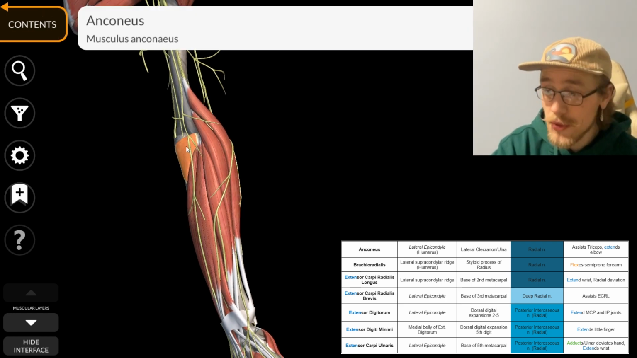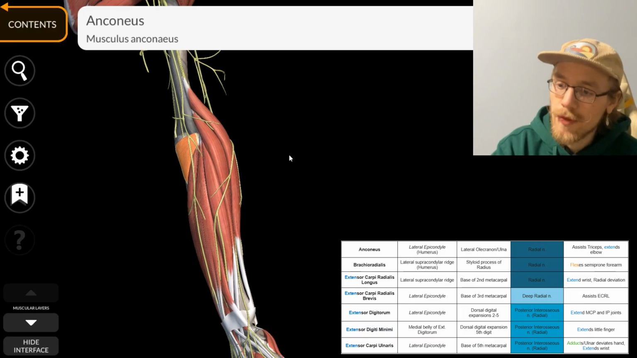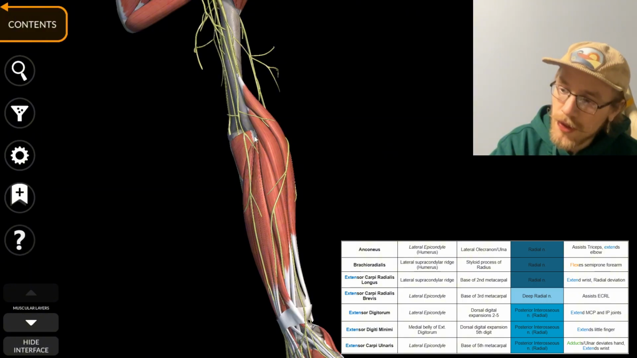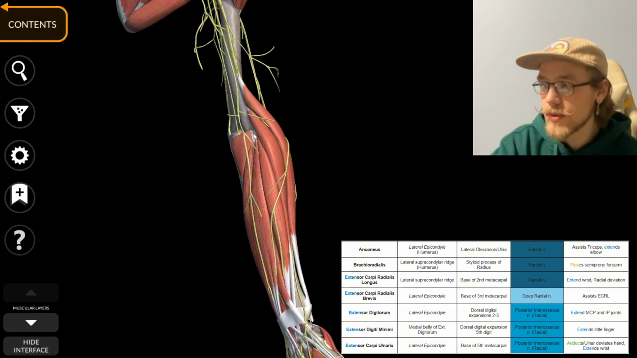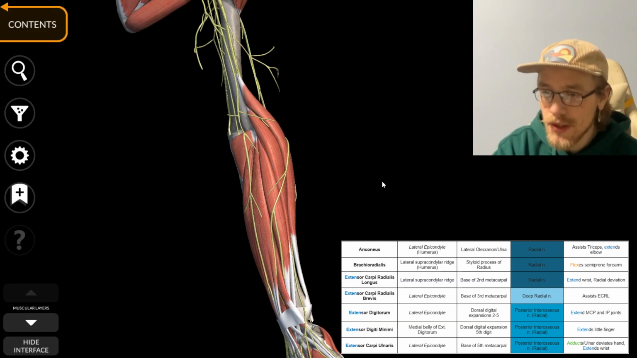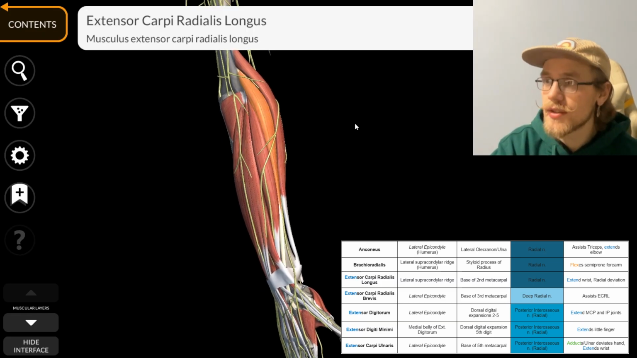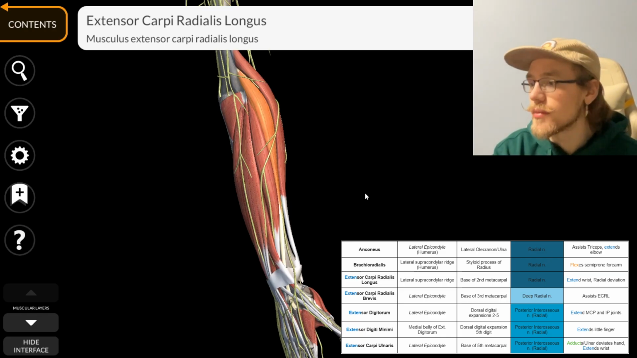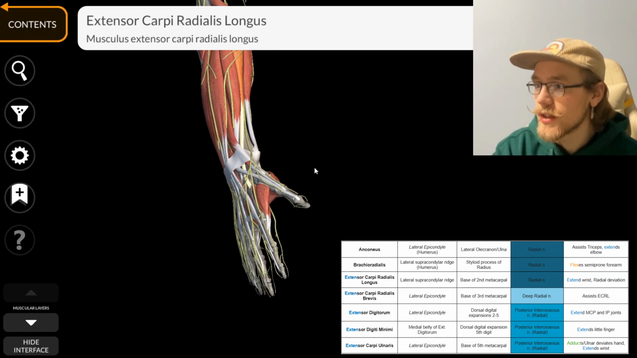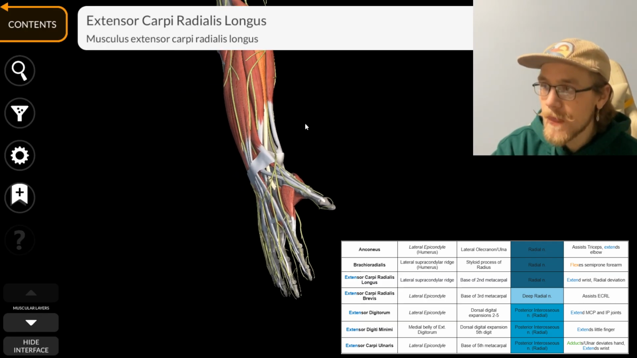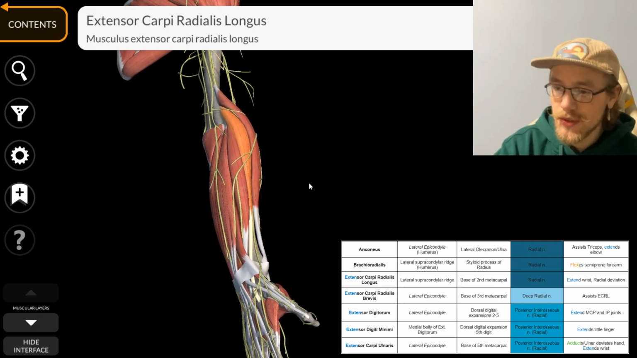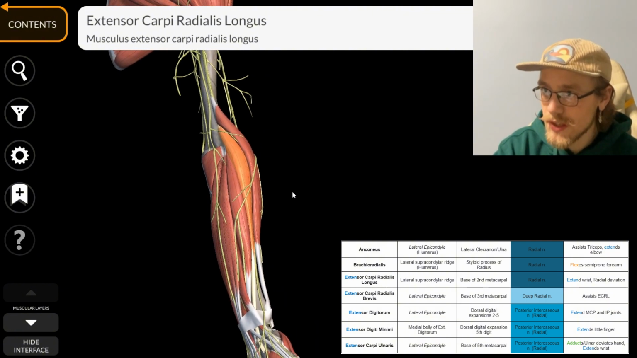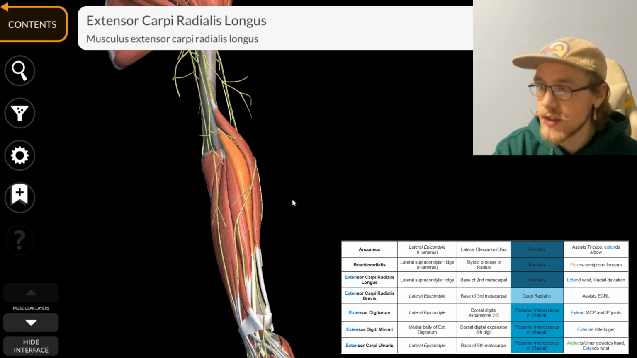Now we've got the anconeus. That's going to come from the lateral epicondyle, and it's going to go to the lateral olecranon or ulna. It's also radial nerve, and that's going to help assist the tricep and extend our elbow. After that, we've got our extensor carpi radialis longus. Comes from our lateral supracondylar ridge, goes to the base of our second metacarpal, which we can kind of see right there. That's going to be innervated by the radial nerve as well, and it's going to extend our wrist and radially deviate. So that's going to mean move to the radial side.